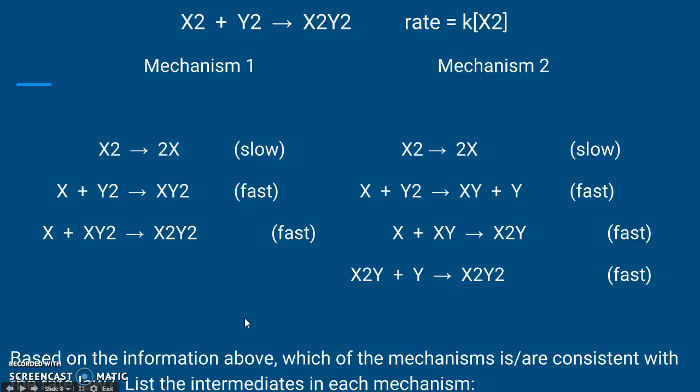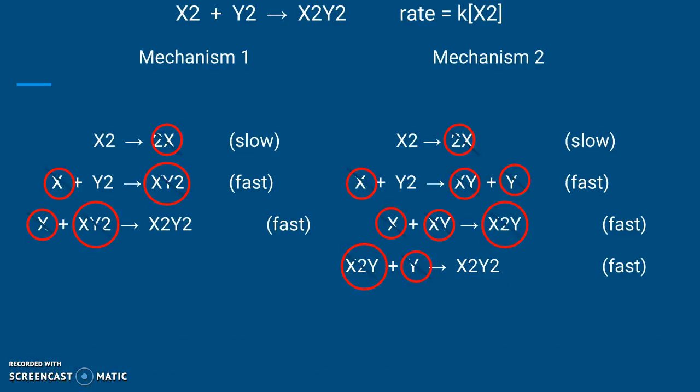Here we have an example of an overall reaction and its rate law. We have to find which of the mechanisms is consistent with the rate law and with the overall reaction, as well as finding the intermediates. When we cross off all of the intermediates, which are produced on one side and consumed on another, so all of the red circles are intermediates, we end up with both mechanism 1 and mechanism 2 being consistent with the reaction, because both have X2 plus XY on the reactant side yielding X2Y2.